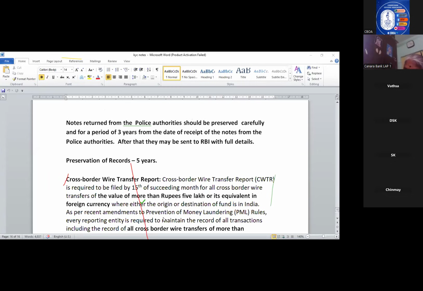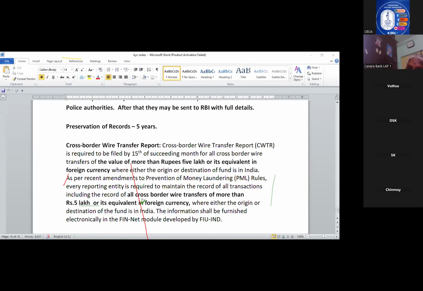As per recent amendments to the Prevention of Money Laundering Act, every reporting entity is required to maintain the record of all transactions, including the record of all cross-border wire transfers of more than 5 lakhs or its equivalent in foreign currency, where either the origin or destination of the fund is in India. The information shall be furnished electronically in the FIN-net module developed by FIU India. All the reports are going only to FIU India.